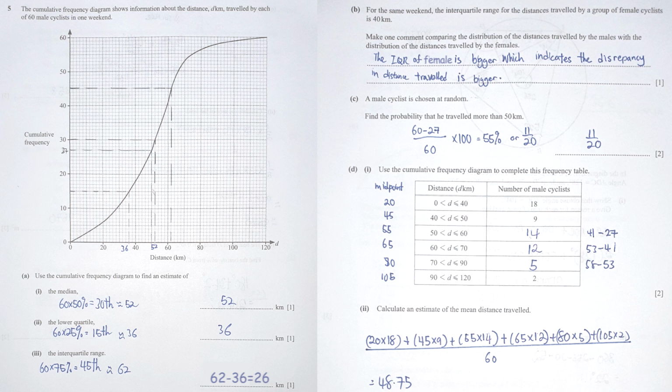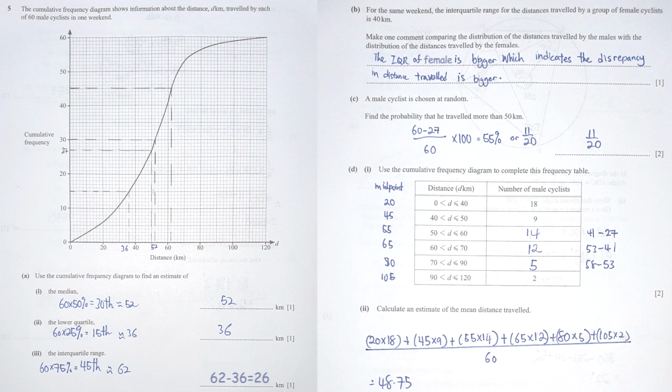A male cyclist is chosen at random. Find the probability that they have traveled more than 50 kilometers. From 50 kilometers, you trace it back. It's actually 60 minus 27 divided by 60. So you will get 11/20, or it is actually 55%.